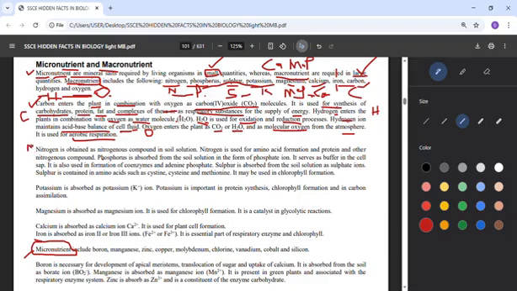Nitrogen is another important macro element. It is obtained as nitrogenous compounds in soil solution. Nitrogen is used for amino acids, and that's why from the formula of amino, NH2, we can see nitrogen is there. So it is used for amino acid formation, protein and other nitrogenous compounds.